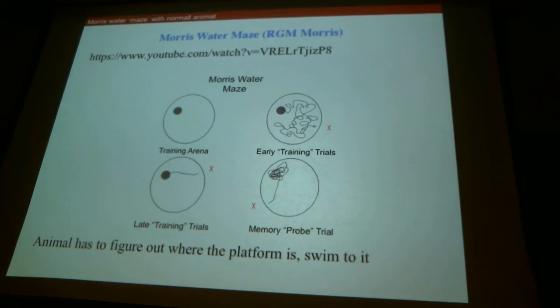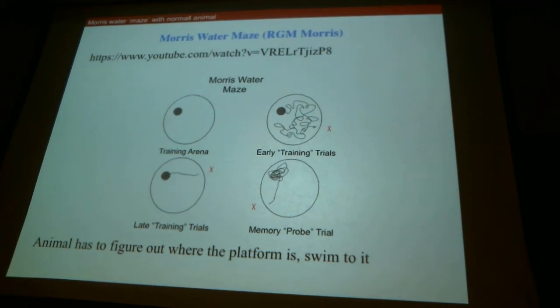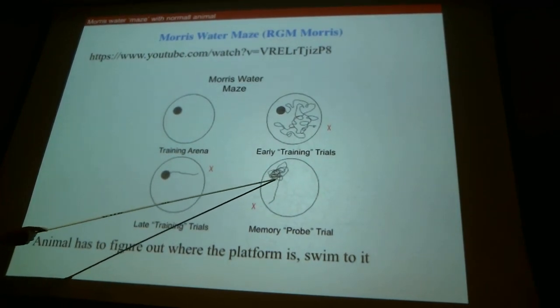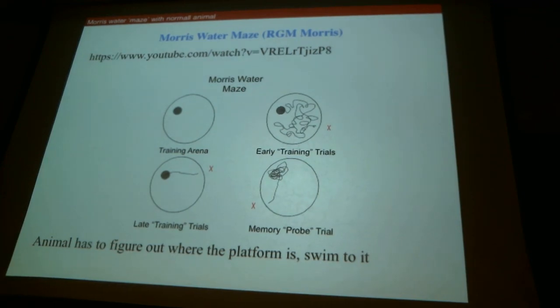You have some cues. It's not a completely uniform area. You're in a room. And so eventually they figure out what happens. Eventually you put them in, and they just swim straight to the platform, and they're very happy. Then, to test how well they understand that the platform is in that spot, you take the platform away. I know, it's kind of mean. But you take it away, and they swim to the spot, and you measure how long they spend in that spot. So you can measure how strongly they think the platform is in that spot.